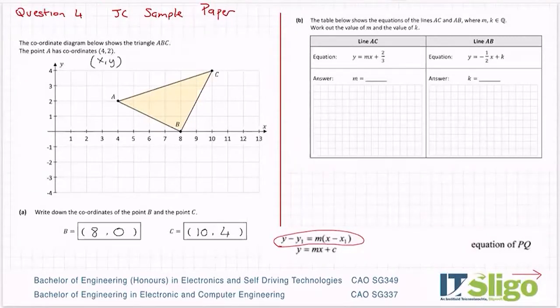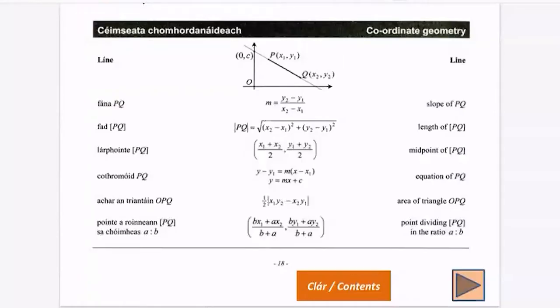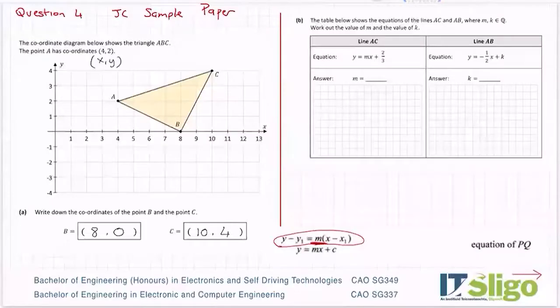So y minus y1. See the m here in it? That m is slope. If you go back here, m is the letter that they use for slope. So to find the equation of a line, in many cases, you end up finding the slope first. The table below shows the equations of the lines AC and AB, and you can see I have bits missing. So the easiest thing to do is to just find the equation of that line.